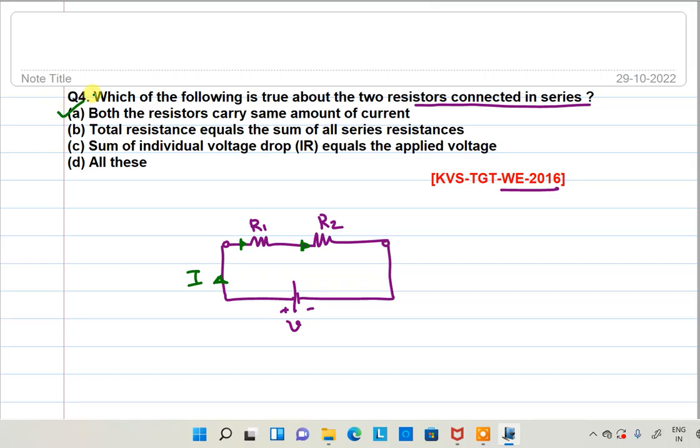Yes. Coming to the second statement. In the second statement, total resistance is equal to the sum of all the resistances. Yes. R is equal to R1 plus R2. So the second statement is correct. The sum of the individual voltage IR drops is equal to the applied voltage. Yes. For example, these are V1, these are V2. So supply voltage V is equal to V1 plus V2. Yes. So that means all of the above. So option D is the correct option. So the answer is all of the above.